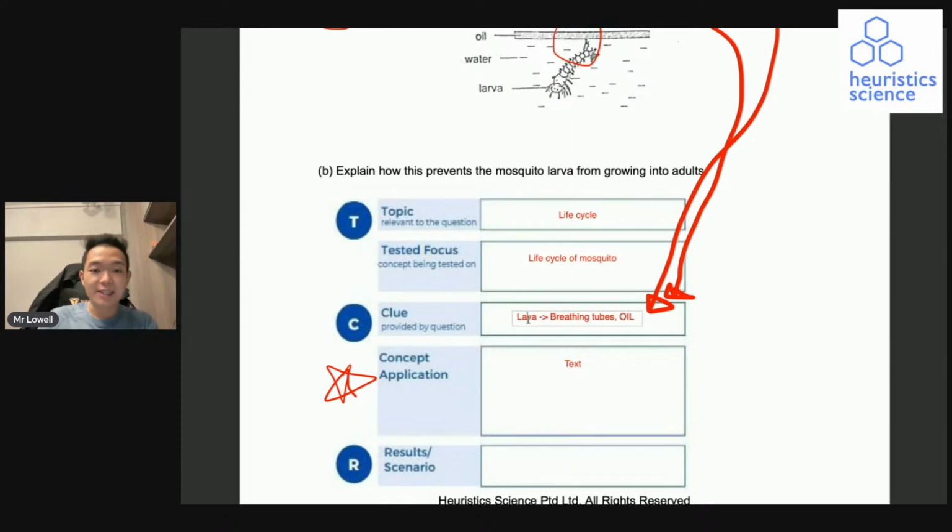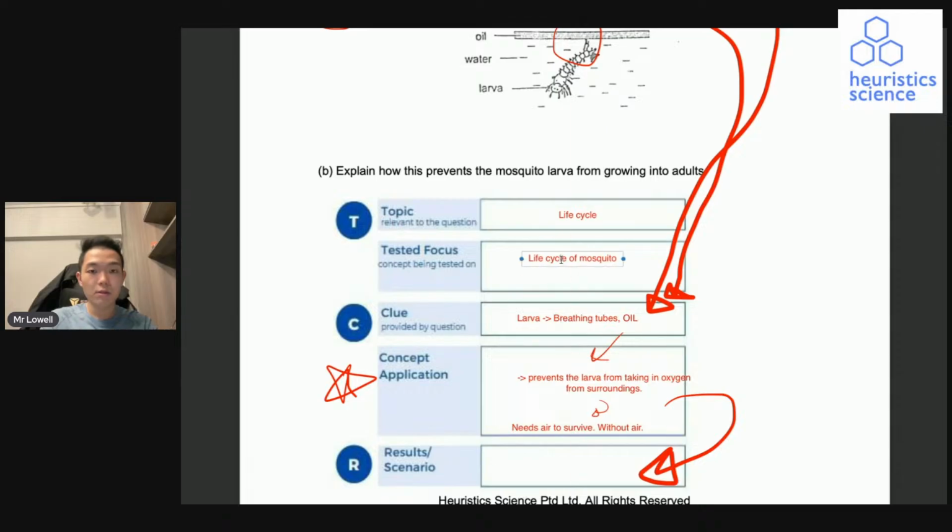At the larva stage, there's breathing tubes and there's oil. So the oil here prevents the larva from taking in oxygen from the surroundings. And because it's a living thing, all living things need air, food, and water, right? It needs air to survive. So without air now, because of the oil, it will die. So cannot grow into adults.